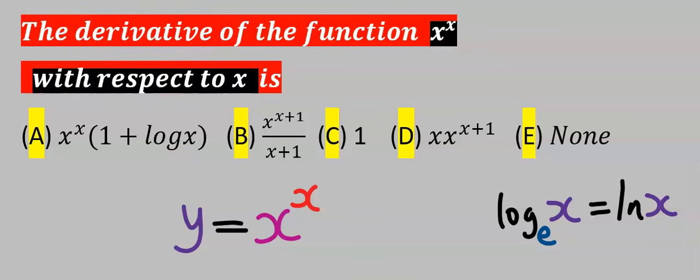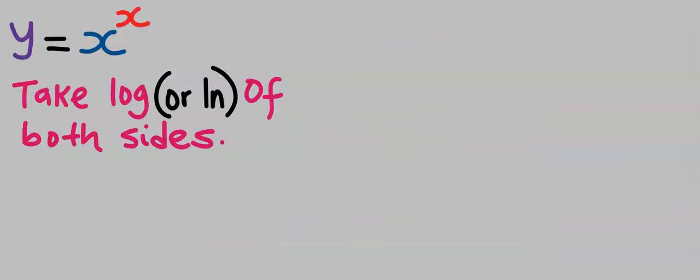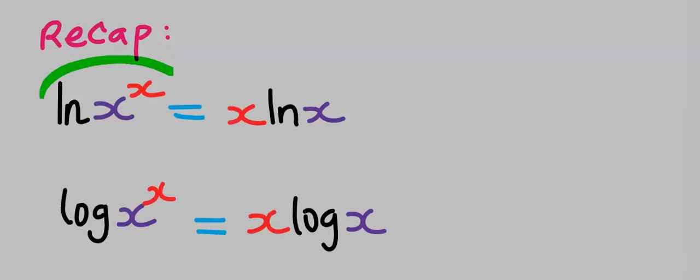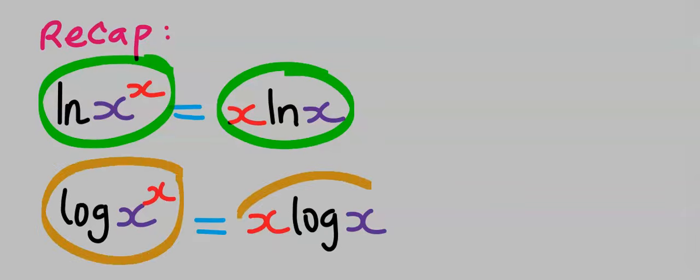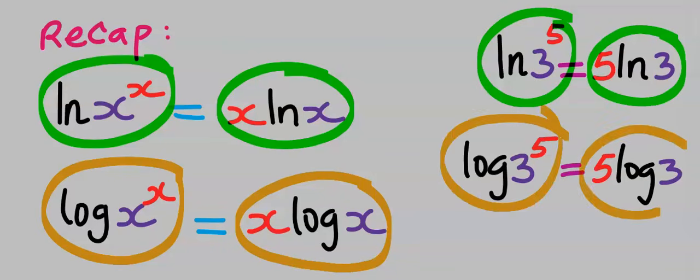To solve this problem, take the natural log of both sides. Let's recap. This is equal to this. Likewise, this is the same as this. That is, this is the same as this. Just as this is the same as this. Remember, I just left out the e.